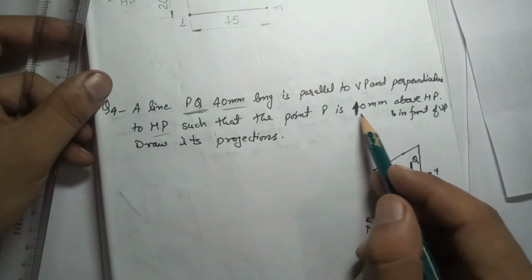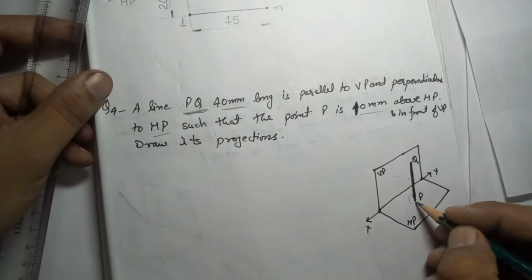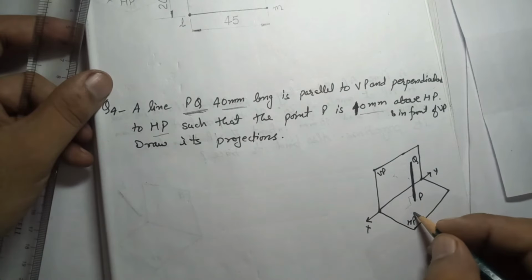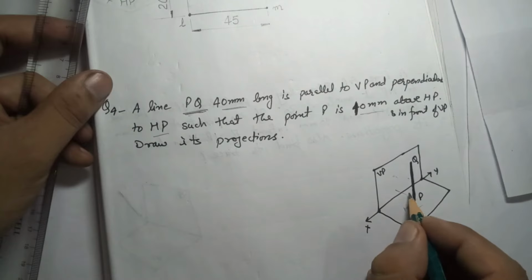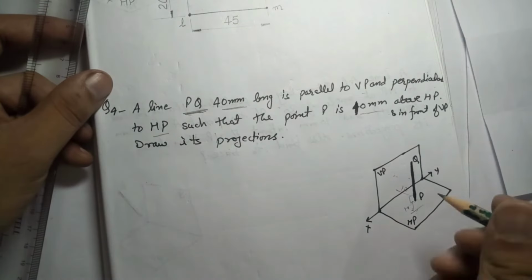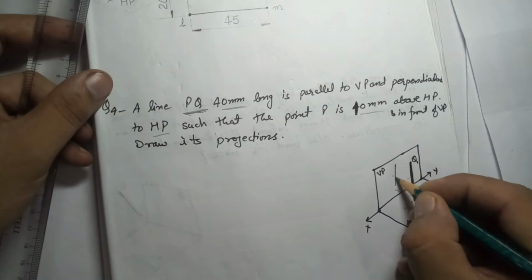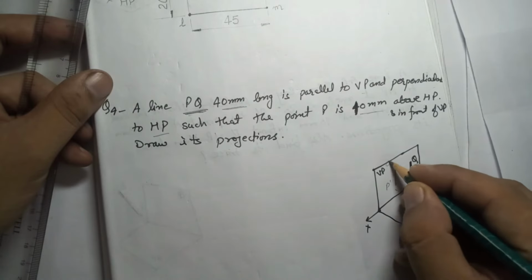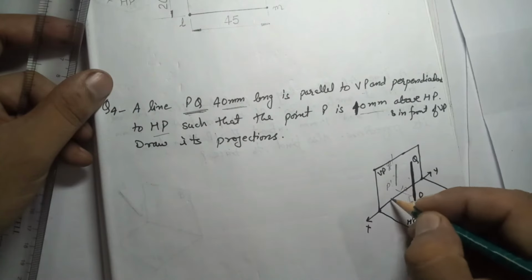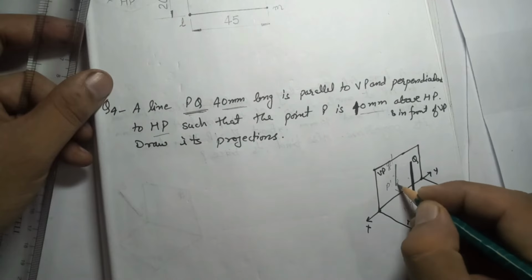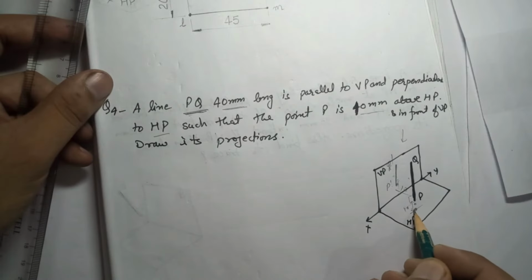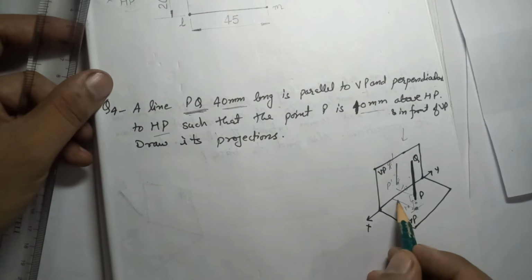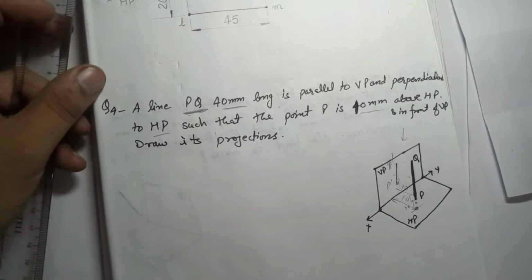Such that the point P is 10 mm above HP. So this P is 10 mm above HP. This gap is given 10 mm above HP, 10 mm in front of VP. So this gap is also 10 mm. When you see the front view, you can see a straight vertical line, P dash Q dash, 10 mm above XY. And when you see the top view, you will see a dot only. P and Q will overlap, and at how much gap? 10 mm. So let's see.